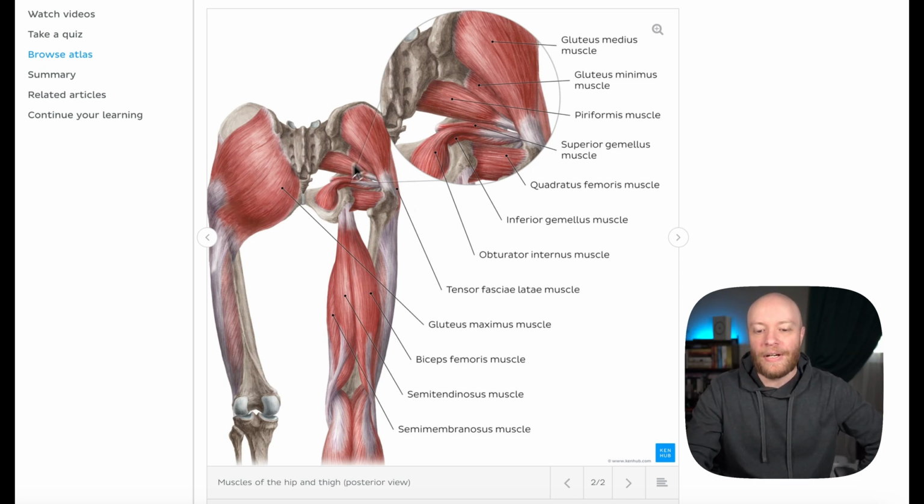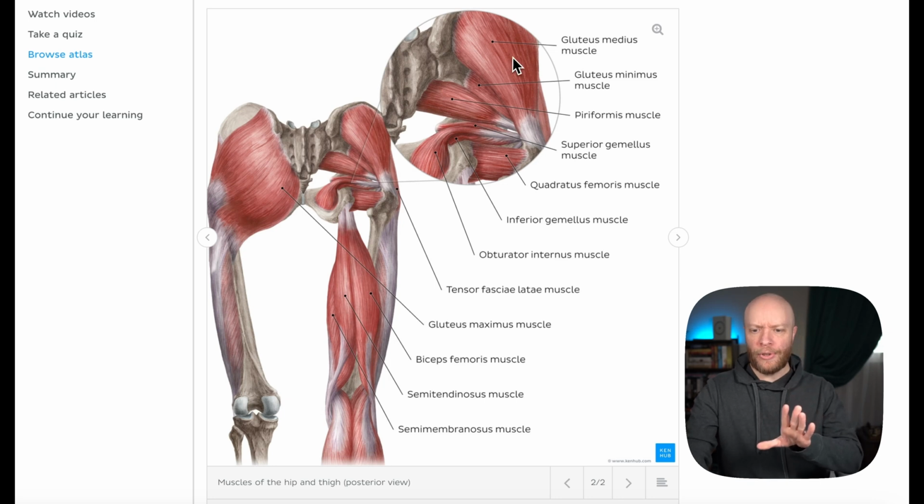So then let's look here into the deep posterior hip. If you could cut off gluteus maximus, this is what you would see. You would see two more gluteal muscles that we call gluteus medius and gluteus minimus. And then you're going to see what we would call the deep hip rotators.